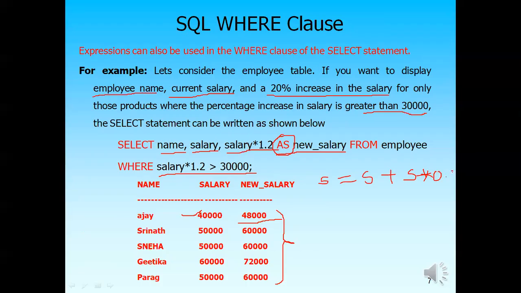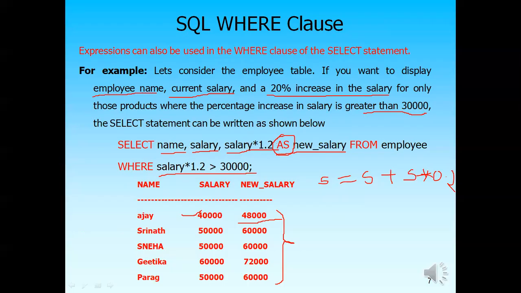So this salary multiplied by 0.2 will give you the 20% salary that we can add to the original salary, right? So I want to display all the employees whose salary after a 20% increase is greater than 30,000. So this is the solution. Here I have displayed only the specific columns: name, salary, and increased salary.